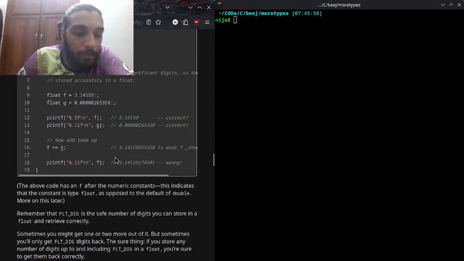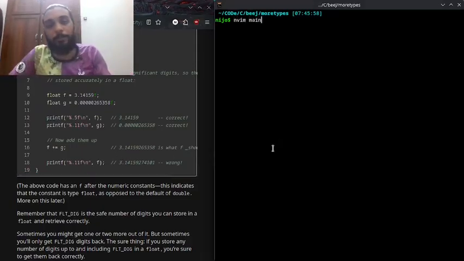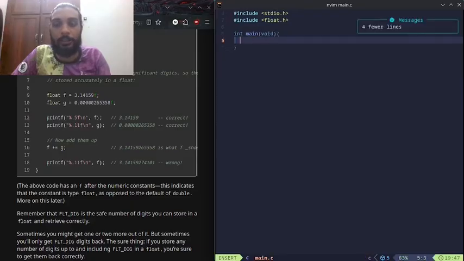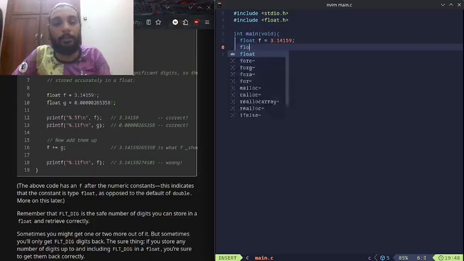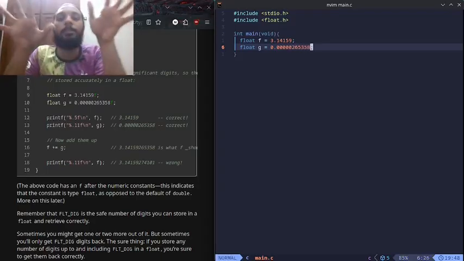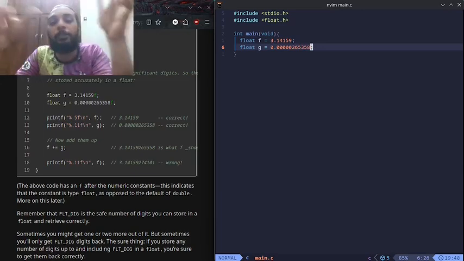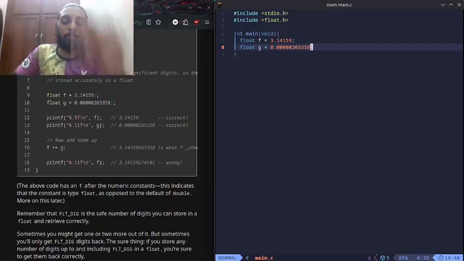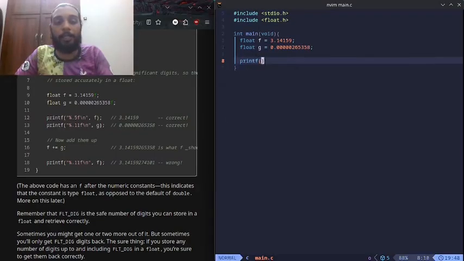Now if you add them, I'm going to do this in main.c, change this guy, change this guy. Float f equals 3.14159, that is pi. Float g is equal to 0.0000265358. So it depends on the number of significant digits that can be stored. Here the leading 0s are not significant because without them we can get the number back. Now we're going to add them up.